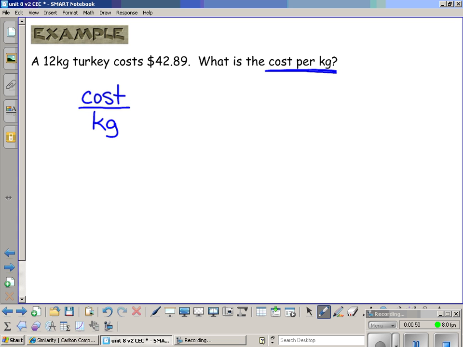So that means we want to take the current cost of $42.89 over the current kilograms that we know, and we can set it up into a proportion. We are looking for the cost per 1 kilogram. Now, obviously, some of you won't need to use the proportion. Some of you will simply know you're going to divide $42.89 divided by 12. For those of you that struggle with this, proportions work for rates.